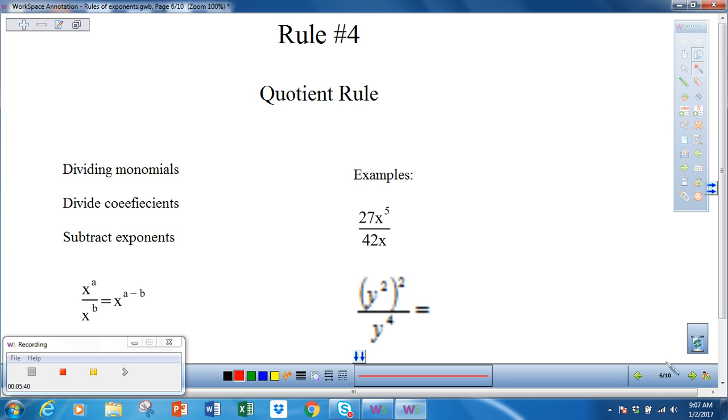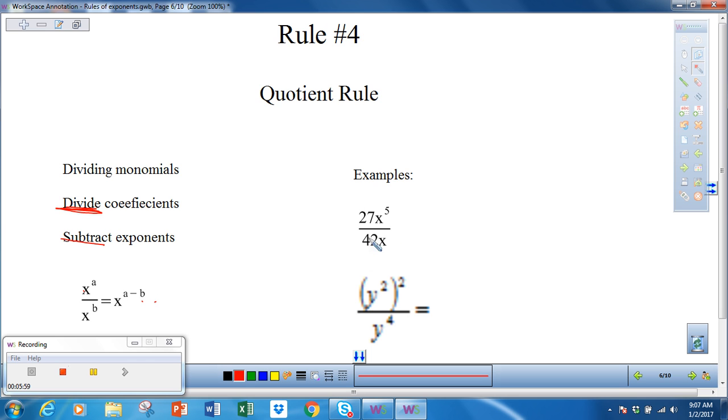Next is the quotient rule. The quotient rule is when we divide monomials. So again, we always treat coefficients the way we have since the beginning. We're going to divide the coefficients and we're going to subtract the exponents. So x to the a over x to the b is x to the a minus b. You want to write that in your notes.